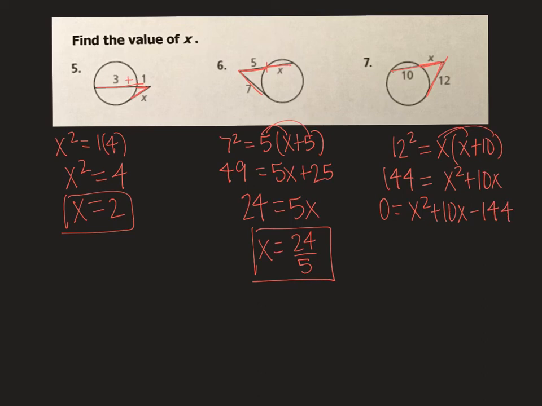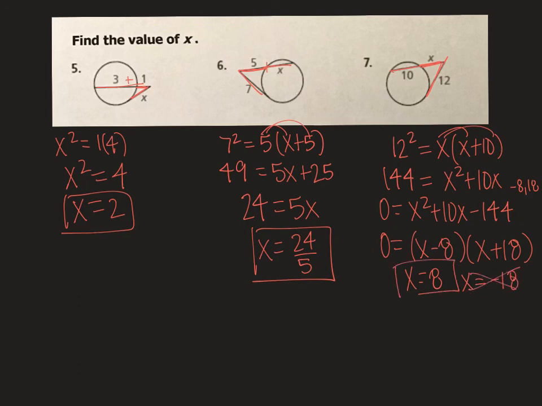And I'm looking for 2 factors of negative 144 that are going to add to 10. So if I go through my factors of negative 144, if I use negative 8 and 18, that's going to multiply to negative 144, and negative 8 plus 18 is 10. So x minus 8, x plus 18 would give me 8 and negative 18, but I don't want a negative side length, so I'm just going to keep the 8.